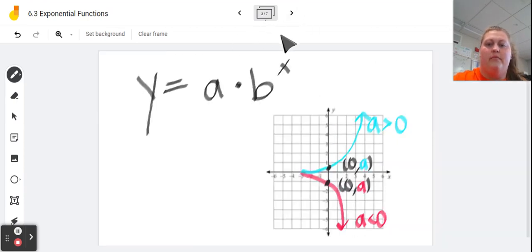Here we go. This is just a little one that the notes had that I thought was pretty helpful. So here's the equation, y equals a times b to the x power. This is what it looks like if a is positive, and this is what it looks like if a is negative.